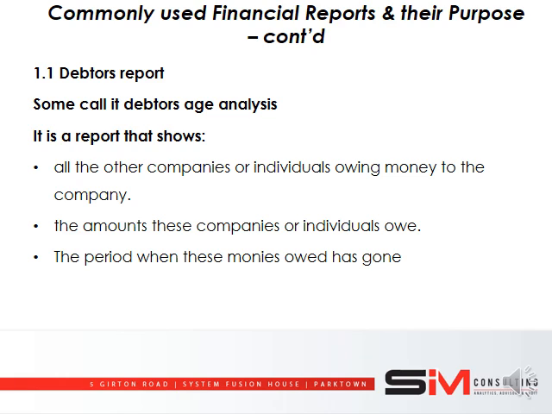Thirdly, also critically important is the period when these amounts are owed. This is the period from which you will determine how long a person or a company outside the business has been owing money to the company. Has the person or the company owed money for 1 day, for 2 days, for 30 days, for 60 days, for 90 days? You've got to know how long a person has been owing you money.